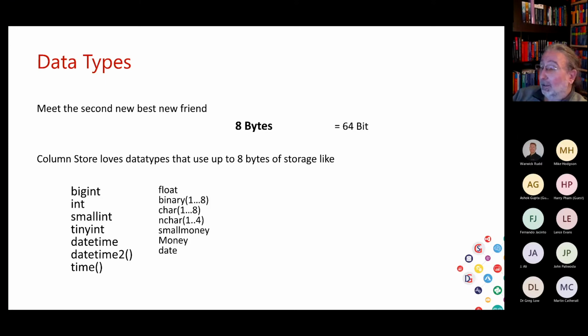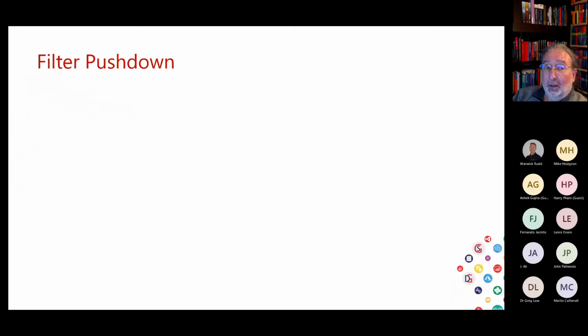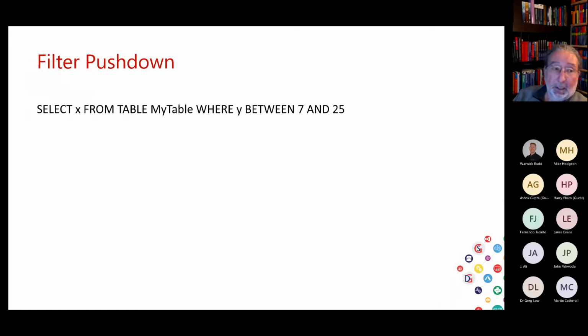Bob Ward explains it really well in his super deep dive. The thing is, try to keep them all at 8 bytes, and that works. When you have them at 8 bytes, what you can do is then use something called filter pushdown. Yeah? So when you select something from a table where something else is between 7 and 25, and you want column X and have the filter on column Y.